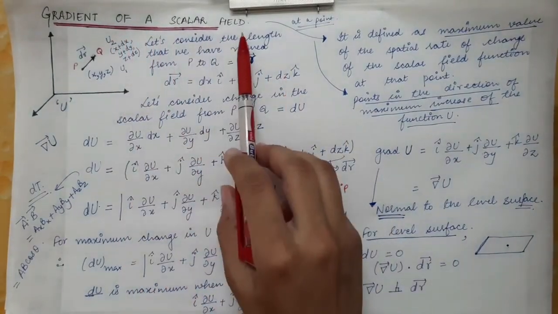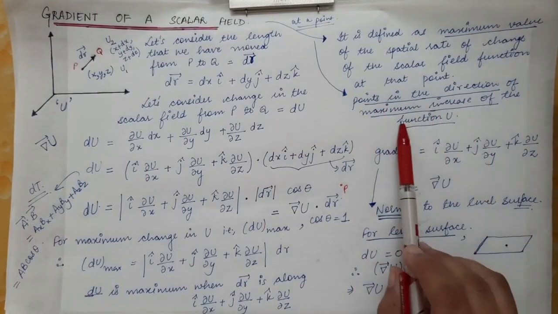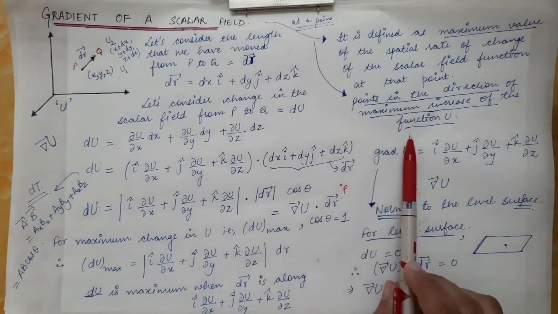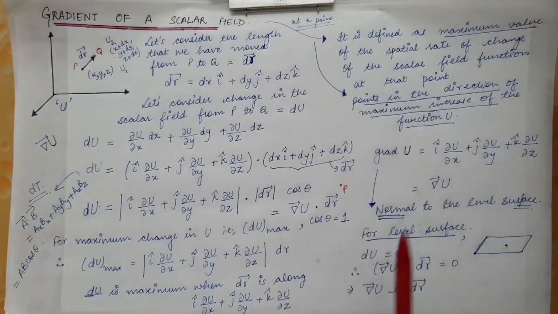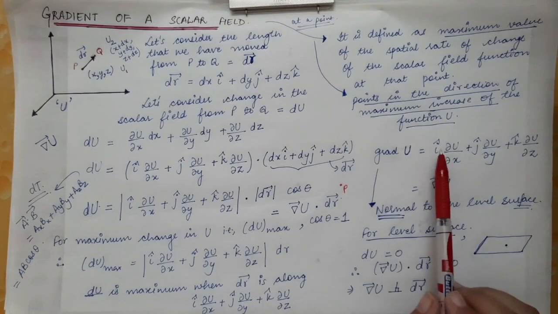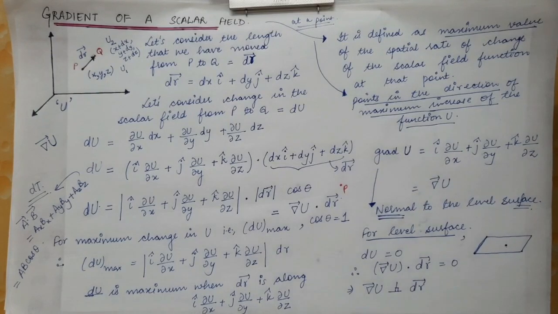So the gradient of a scalar field at a point points in the direction of the maximum increase of the function u. This is the physical significance, and this also gives us the direction of the gradient of u. So the gradient of u is given by i cap del u by del x, and this is also written as del vector operated on the scalar function.